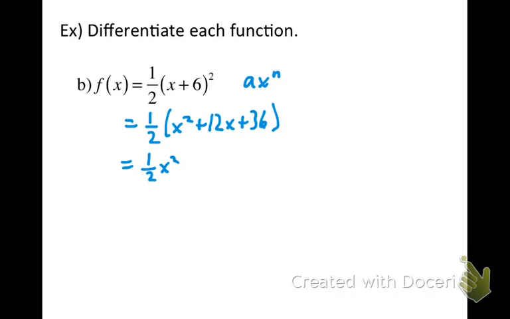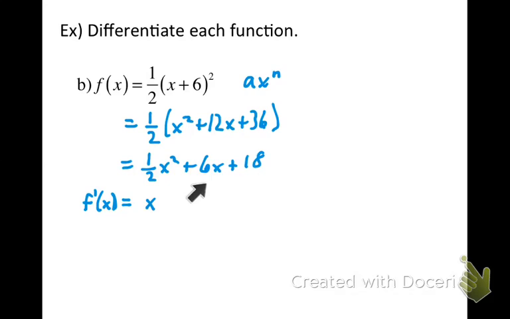You've got 1/2 x squared plus 6x plus 18. Now we've written the function so there's just one power term plus another power term plus another power term. We can go ahead and differentiate. All right, so for this first term, we'll bring the 2 out front and multiply it by 1/2. 2 times 1/2 is 1, right? And then we decrease the exponent. That'll give us just x to the 1st power for the first term.